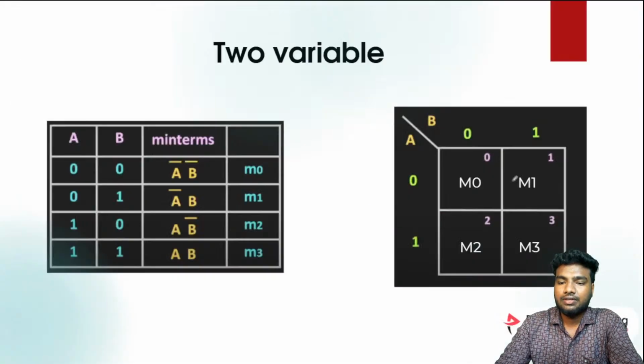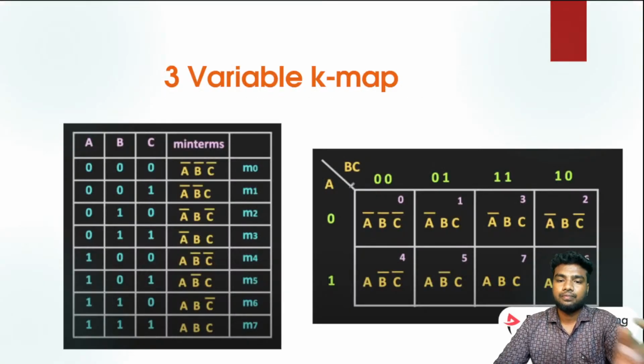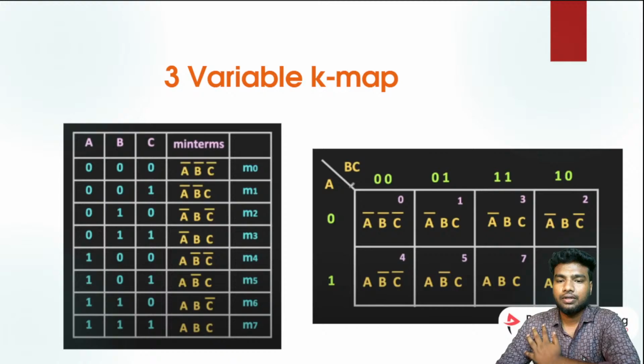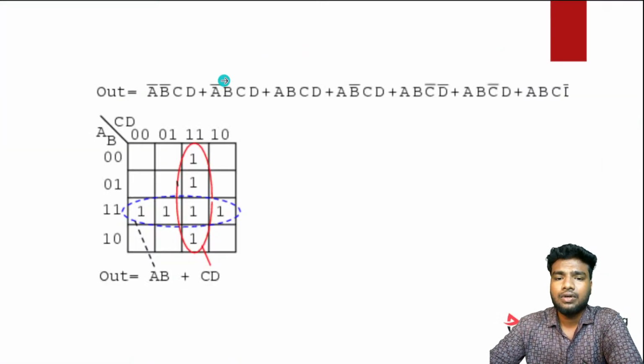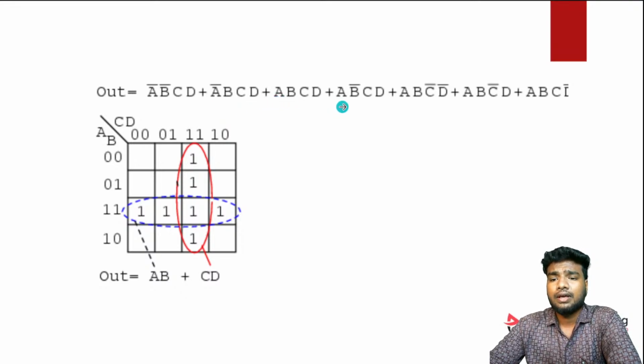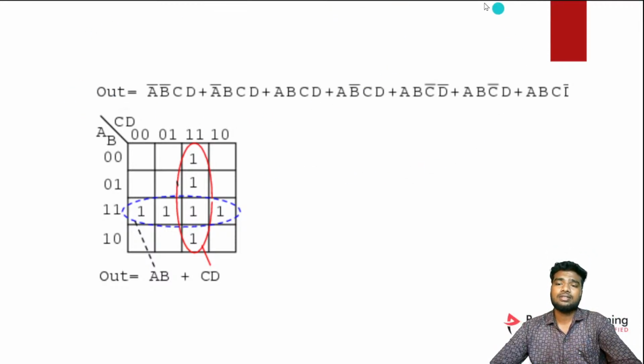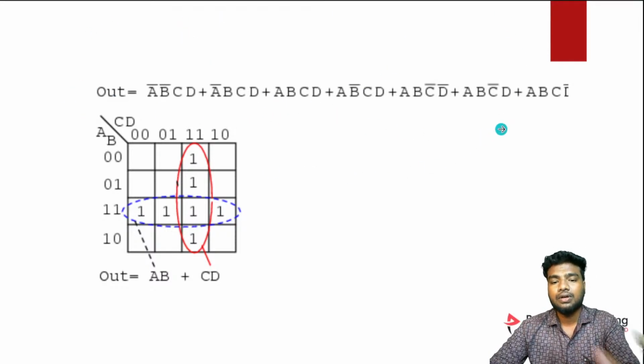So let's see quickly the K-map. This is the equation: a bar b bar cd plus a bar b cd plus a b cd plus a b bar cd plus a b c bar d bar. So this is a big equation we have. We have to simplify this equation by using the K-map. Let's see how.